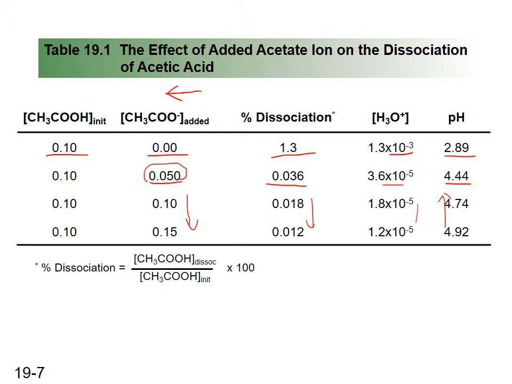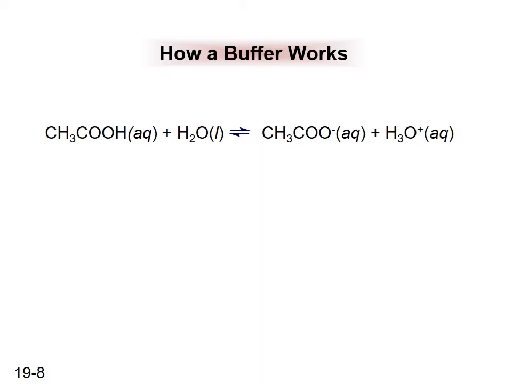In fact, this is a buffer solution because it has a weak acid and also a conjugate base, and you can see the pH is relatively stable around this solution. So how does a buffer work? Well, let's use acetic acid and acetate anion as an example.